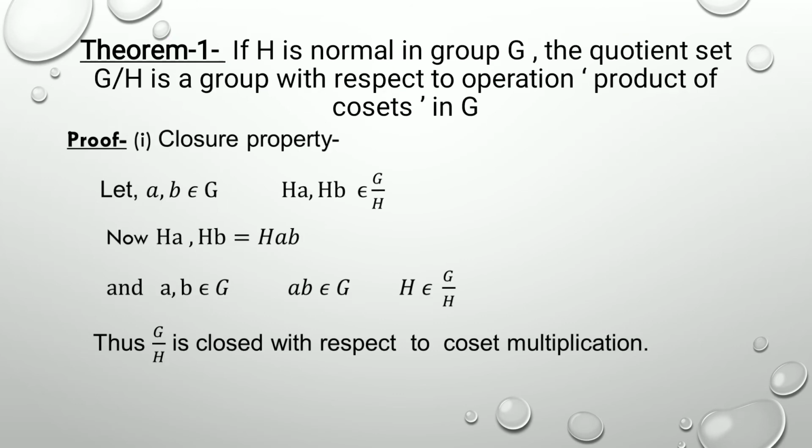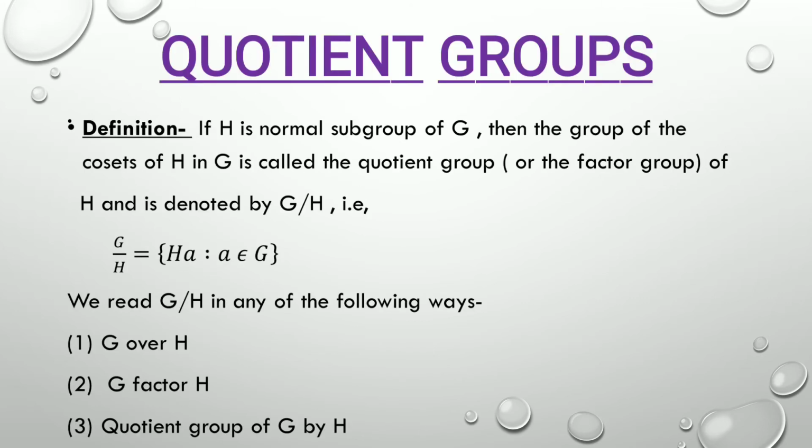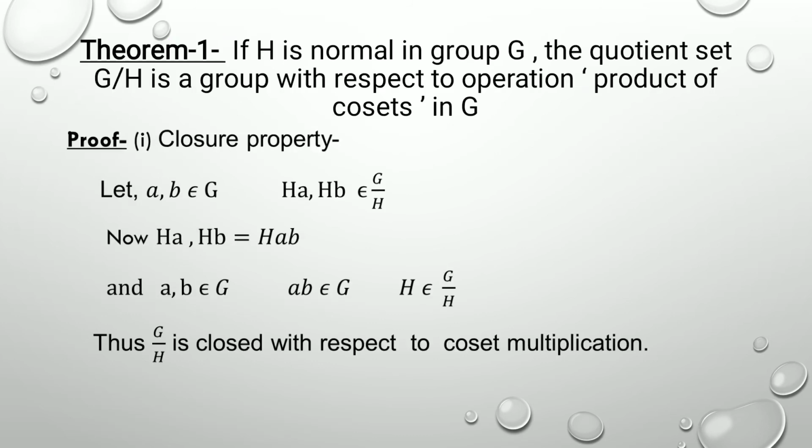Theorem 1. If H is normal in group G, the quotient set G over H, I repeat, this cannot be read as G by H, this is G over H, is a group with respect to the operation of product of cosets in G. Proof: the first is the closure property. Let a, b belong to G. Then Ha, Hb belong to G over H.